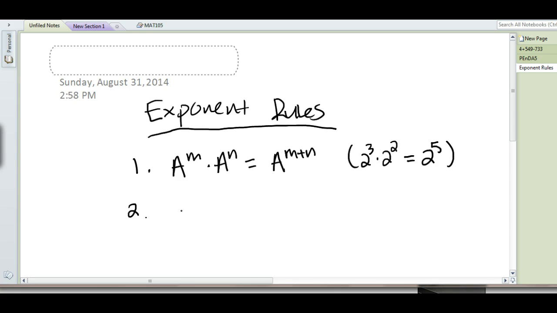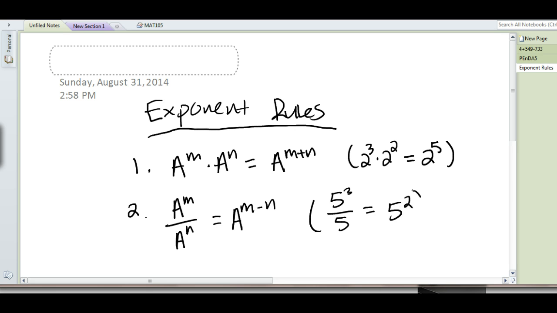A very similar one is if we do division involving the same sort of factors, a to the m divided by a to the n. We are just going to end up with a to the m minus n. Really, we're just canceling repeated factors in the top with ones in the bottom. So if you have 5 to the third power divided by 5 to the first power, you'd cancel one of the 5's on the bottom with one on top, and you just end up with 2 copies left. Remember, if you don't write an exponent with a number, it is understood that the exponent is 1.